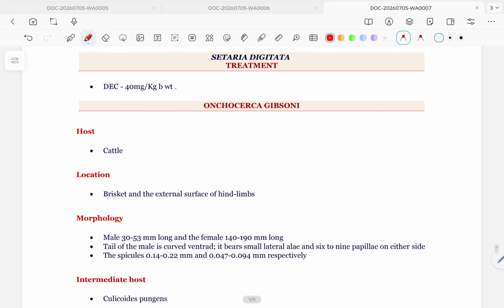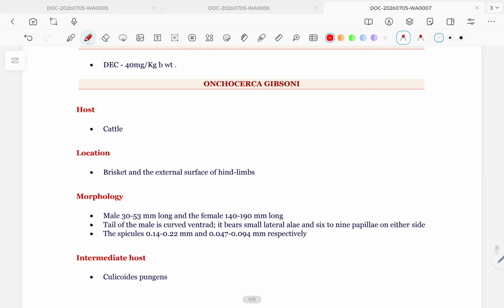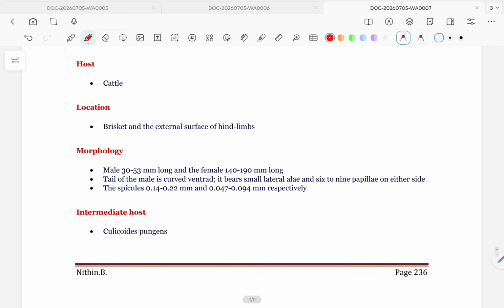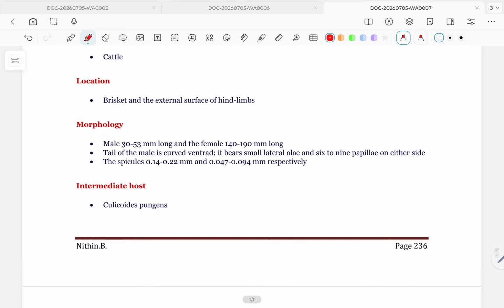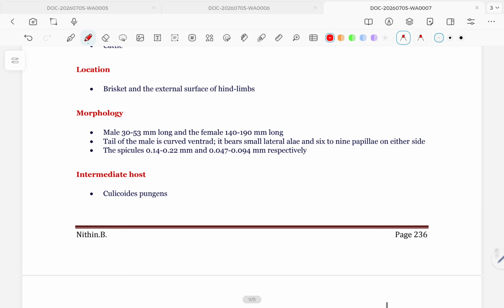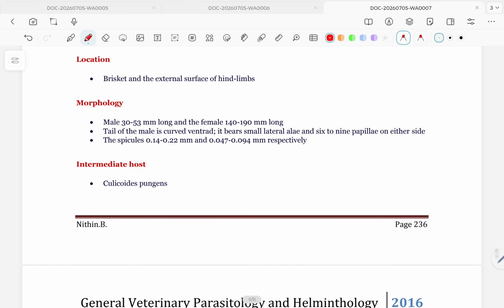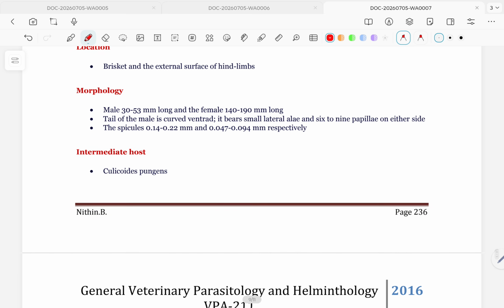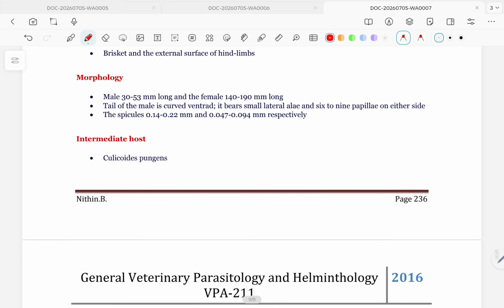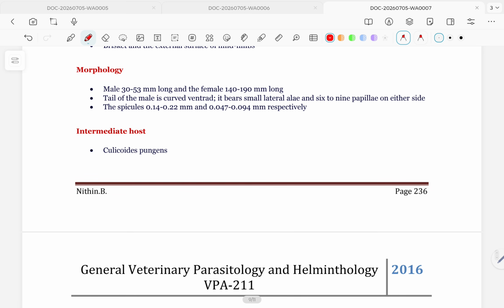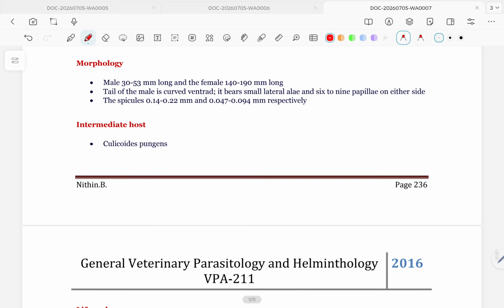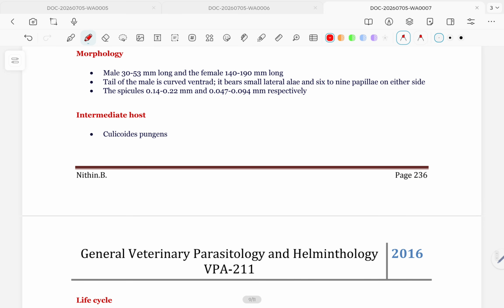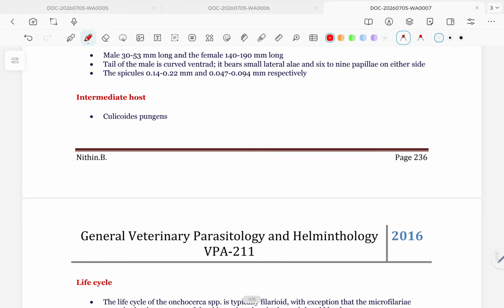Onchocerca gibsoni, host cattle, location brisket and the external surface of the hind limb. Morphology: male 30 to 53 mm long and the female 140 to 190 mm long. The tail of the male is curved when relaxed. It bears small lateral alae and 6 to 9 papillae on either side. The spicules are 0.14 to 0.22 mm and 0.047 to 0.994 mm respectively. Intermediate host Culicoides pungens.